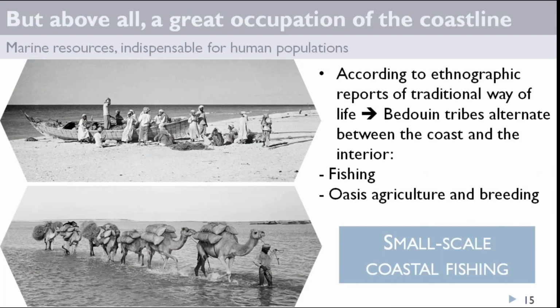And of course, as I present you with the map, there is a great occupation of the coastline, and the marine resources are very important and indispensable for the human population. According to the ethnographic report from the beginning of the 20th century, the Bedouin tribes alternated between the coast and the interior, with two different kinds of activity: fishing, and oasis agriculture and breeding.